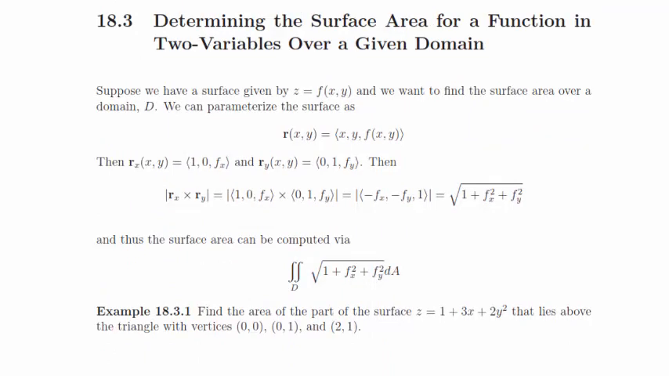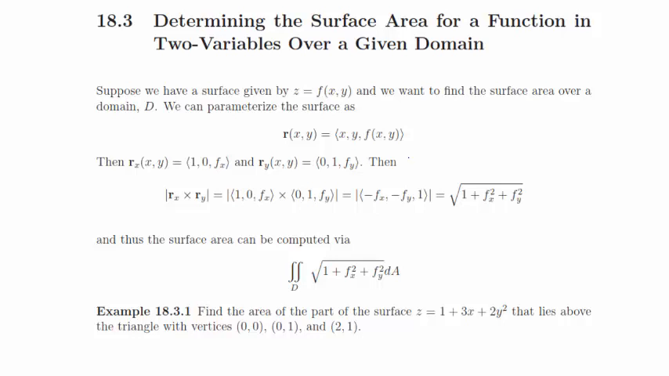Alright, so suppose we have a surface given by z equals f of x comma y, and we want to find the surface area over a domain D. We can parameterize the surface as the vector r of x comma y equals the vector x comma y comma f of x comma y. So we're able to kind of re-look at this. So this is our basic situation, right? Z equals f of x comma y. We have a function in 2 variables, so we have a surface given that function, and we want to find the surface area given some domain.